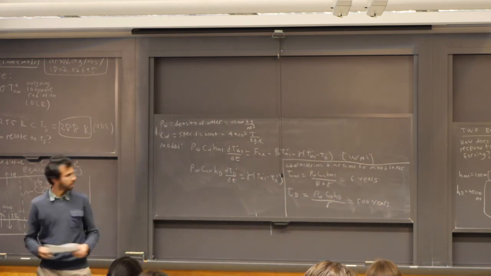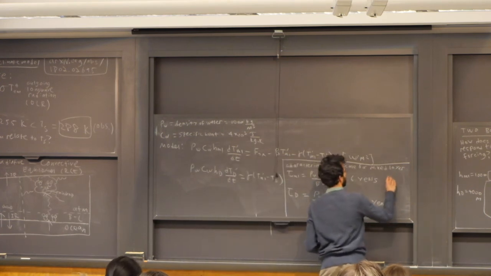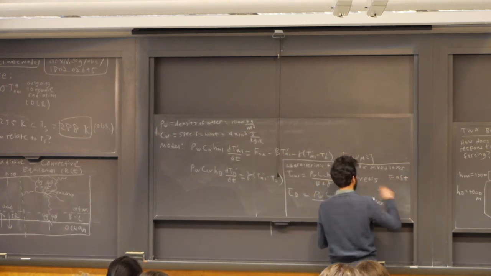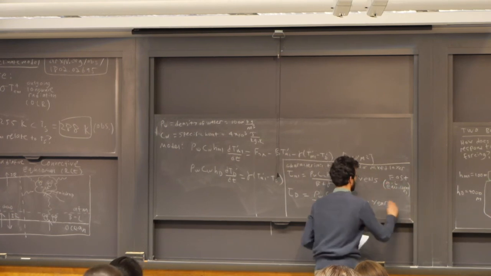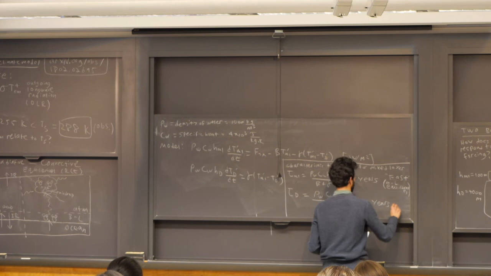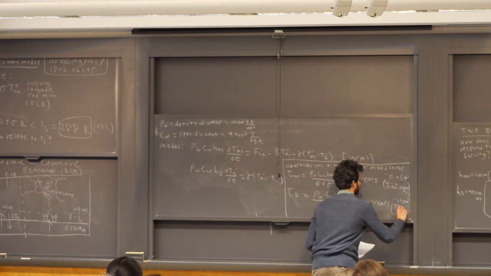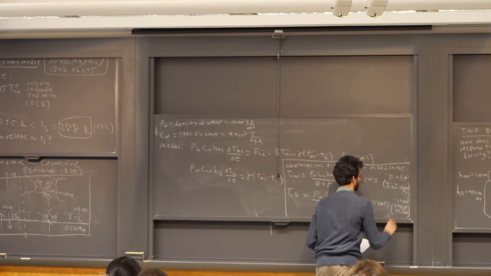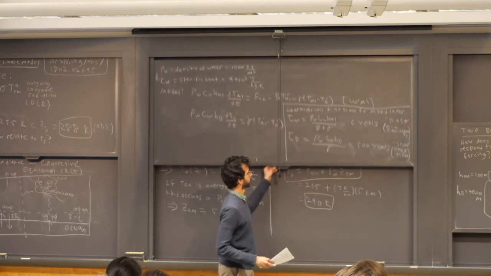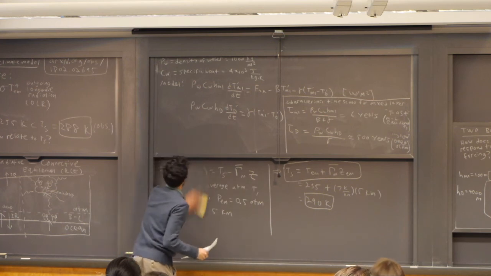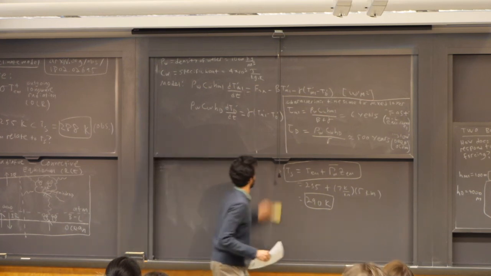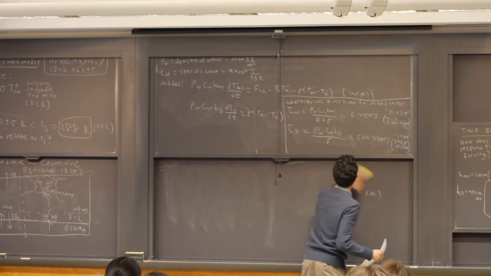So I have two. This is global warming fast and slow. You have this fast time scale over which the mixed layer equilibrates, and then the slow time scale over which the deep ocean equilibrates. So what you can do then is ask about intermediate times.